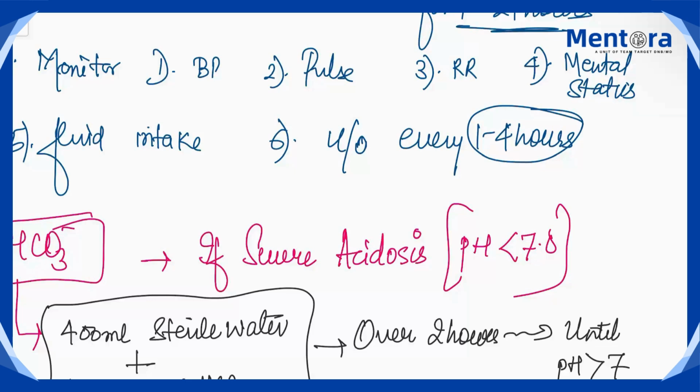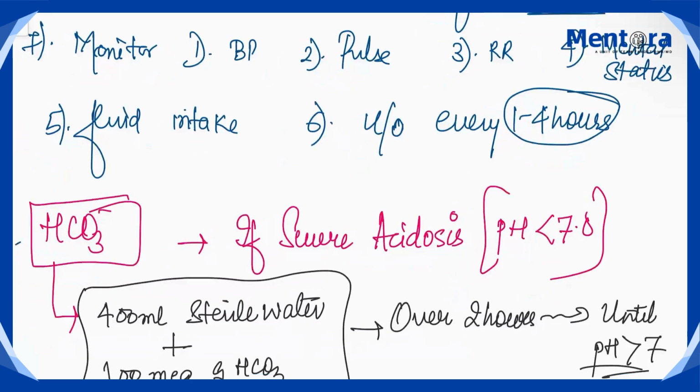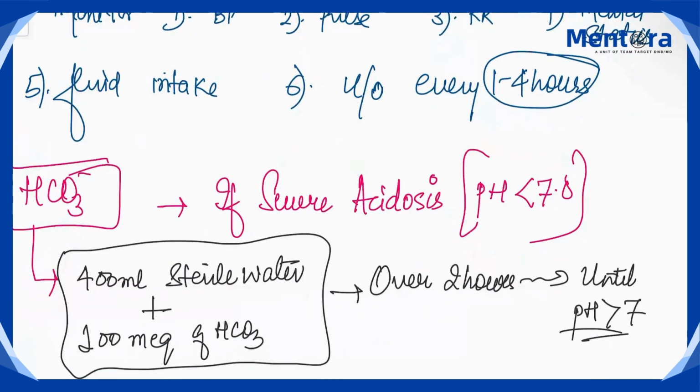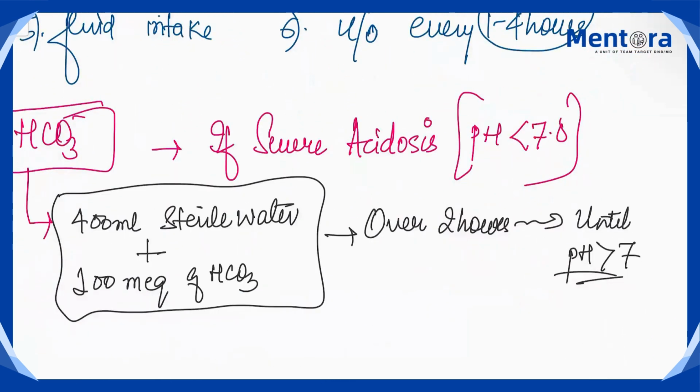Your body will automatically acclimatize itself. Okay. But if there is a decrease in bicarbonate level along with decrease in pH, that is your pH level goes less than 7, then and then only the bicarbonate correction is indicated. You have to give 100 milliequivalent in 400 ml of sterile water over 2 hours.